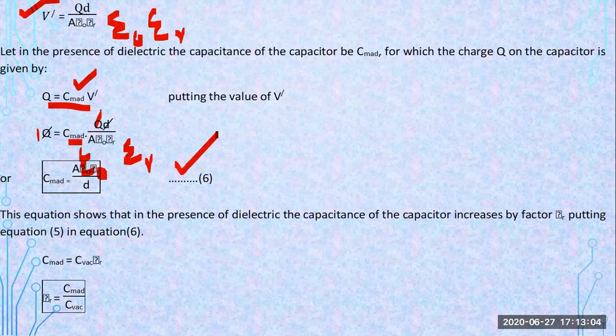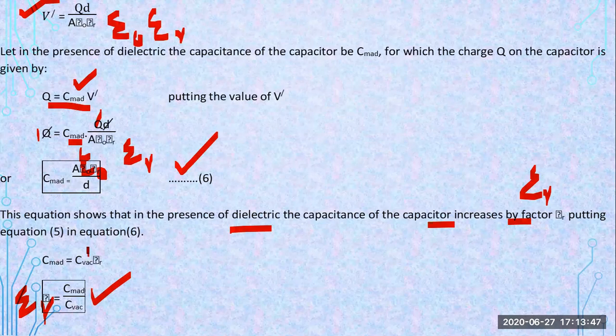This is the capacitance of the capacitor in case of a medium other than air. So this equation shows that in the presence of a dielectric, the capacitance of the capacitor increases by the factor epsilon r. Putting equation 5 in 6, the ratio between the two is epsilon r, which equals the capacitance of the capacitor with any medium divided by the capacitance of the capacitor in vacuum.